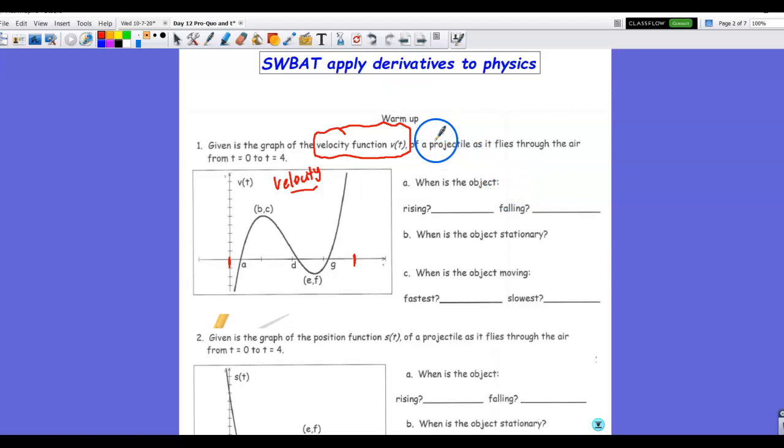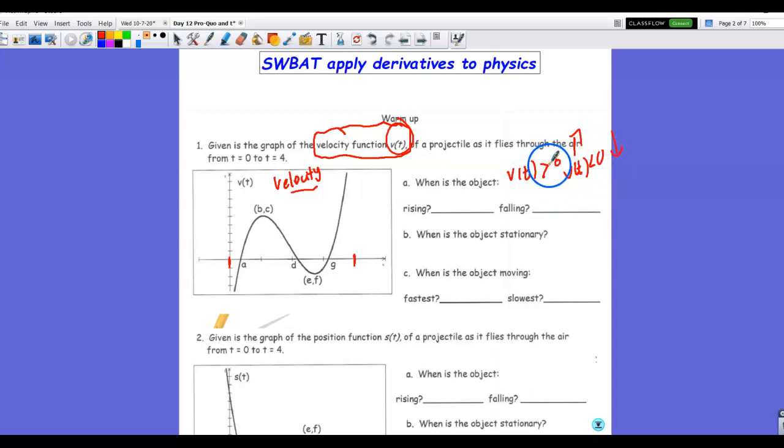So I have to think to myself, I have a velocity function. What do I look at to determine, using a velocity function, when an object is rising? Well, if v of t is greater than 0, if the velocity is positive, then the object will be rising. If the velocity is less than 0, then the object will be falling. So that's what I'm looking for.